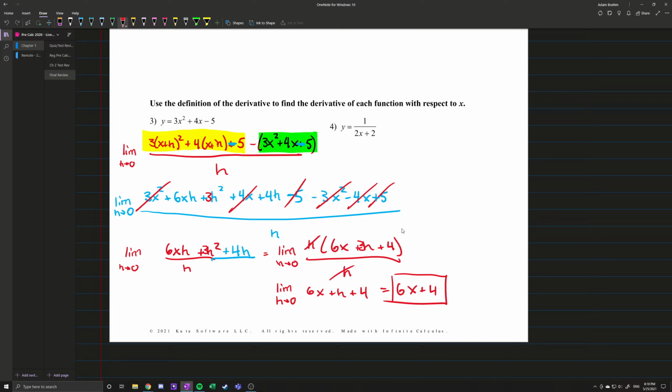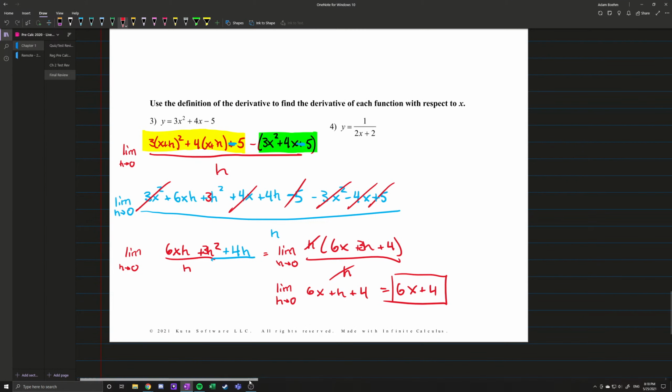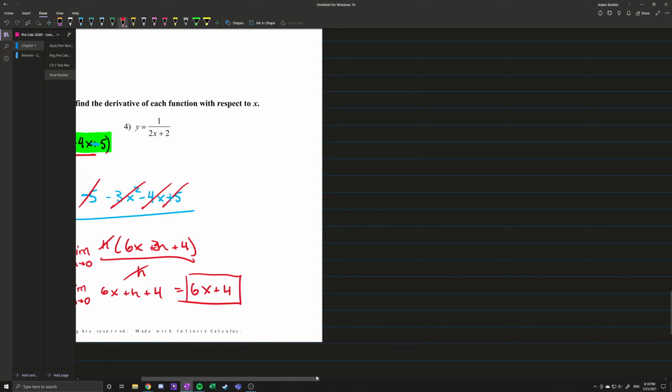Okay, but that is the derivative. So 6x plus 4 is the answer we're looking for. And then next, we'll quickly do number 4. We want to take the derivative of 1 over 2x plus 2.